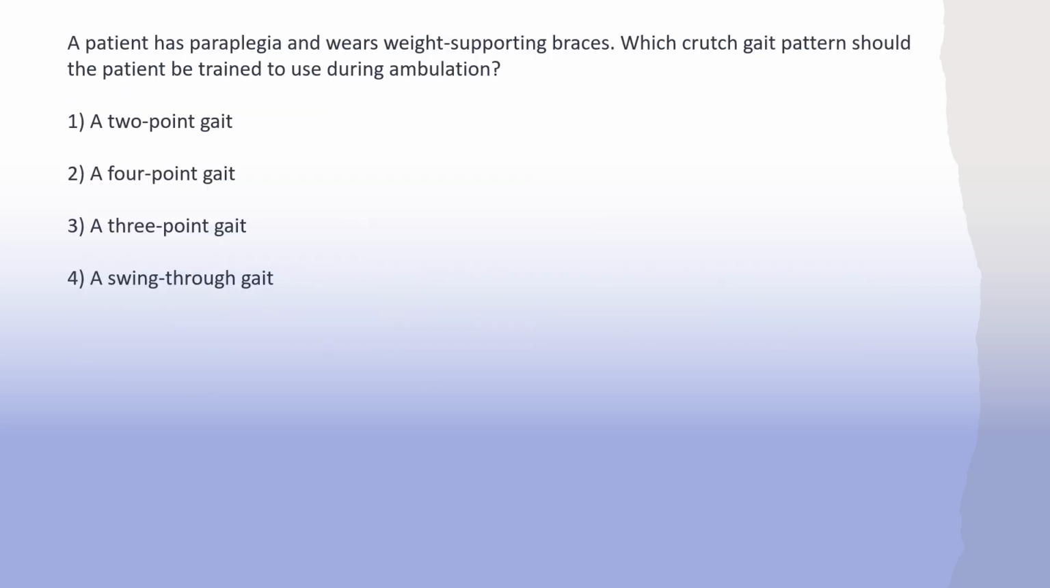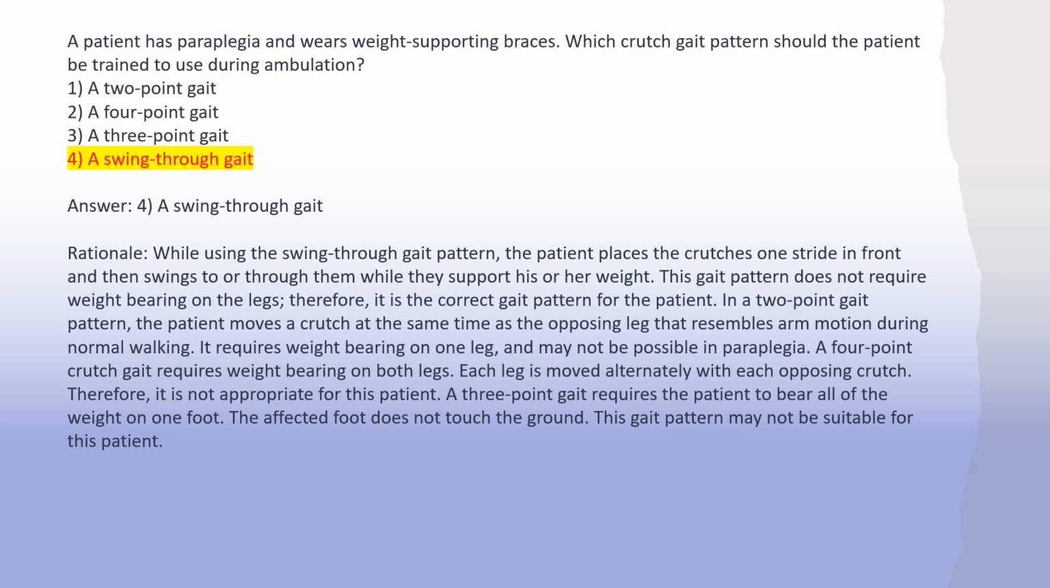A patient has paraplegia and wears weight-supporting braces. Which crutch gait pattern should the patient be trained to use during ambulation? 1. A 2-point gait, 2. A 4-point gait, 3. A 3-point gait, 4. A swing through gait. Answer: 4. A swing through gait.